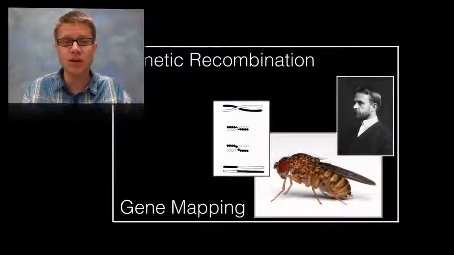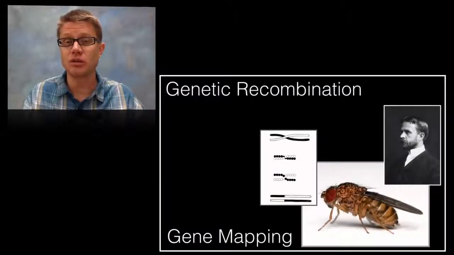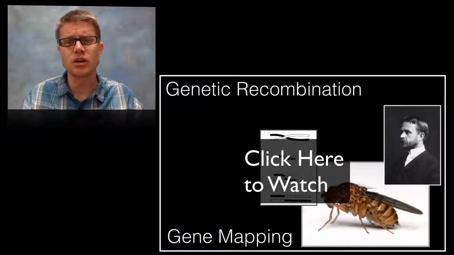And so in the next video on genetic recombination and gene mapping, I'm going to answer that and show you not only did Morgan figure out now that genes are carried on chromosomes, but the importance of crossing over, producing those recombinants. And so that's chromosomal inheritance.